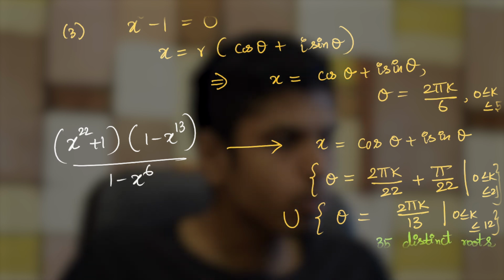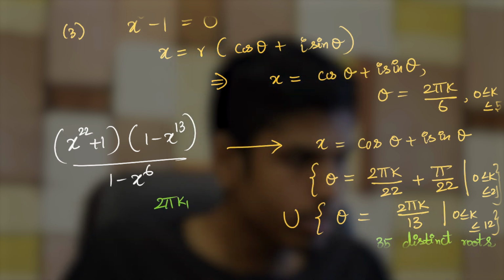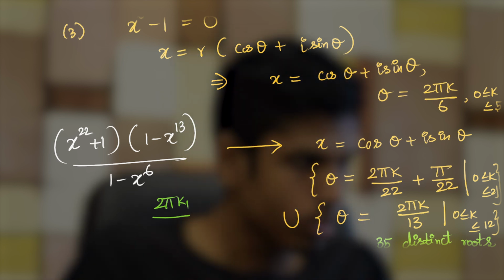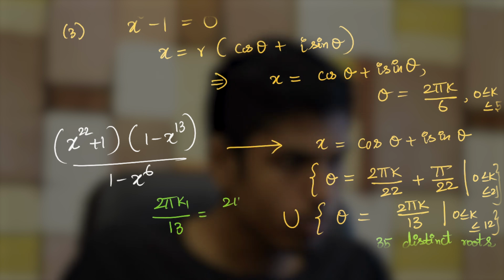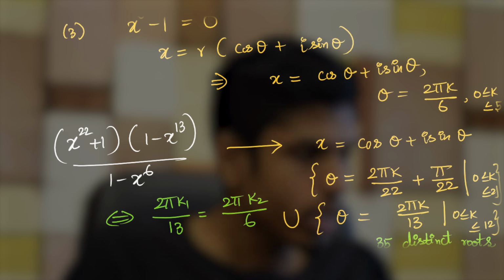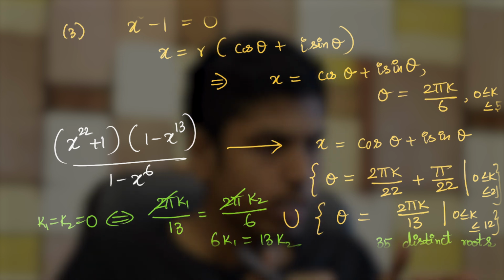And comparing it with the roots of 1 minus x power 6, you will see that there is a root in common between 1 minus x power 6 and 1 minus x power 13, which is exactly x equal to 1. So this is 2 pi k1 by 13, which is equal to 2 pi k2 by 6. And this happens if and only if k1 equal to k2 equal to 0. Because otherwise 6k1 won't be equal to 13k2. So we need to have both 0.